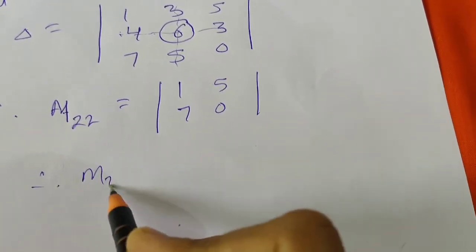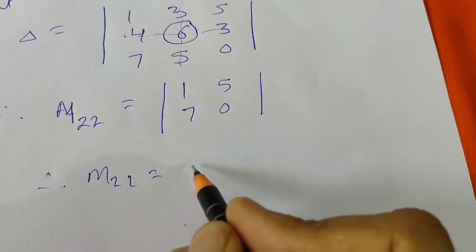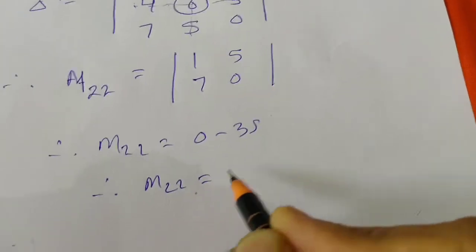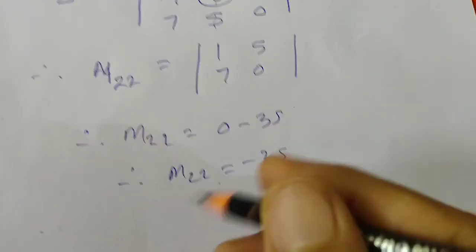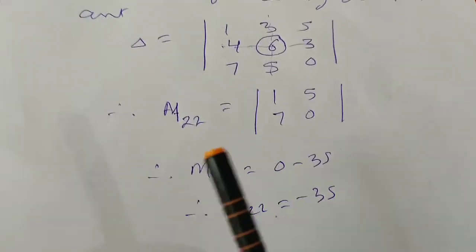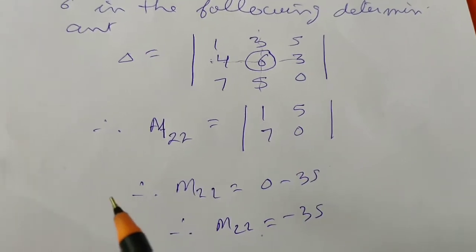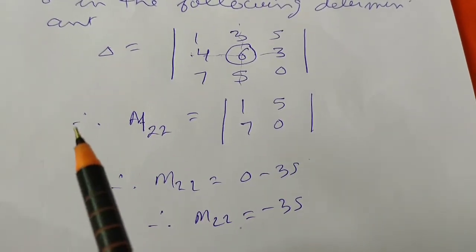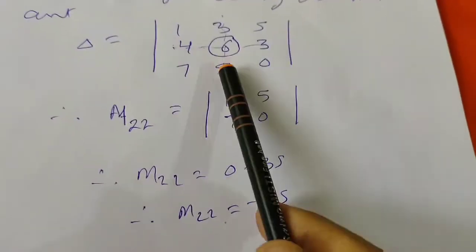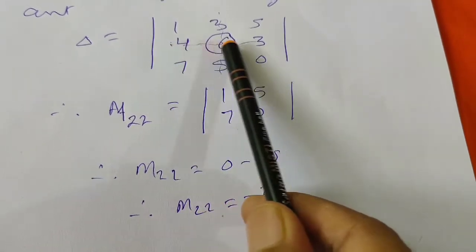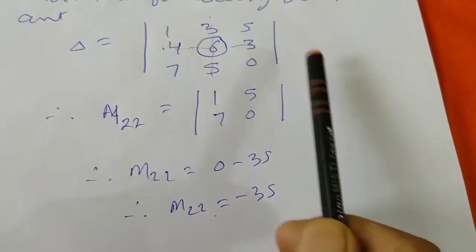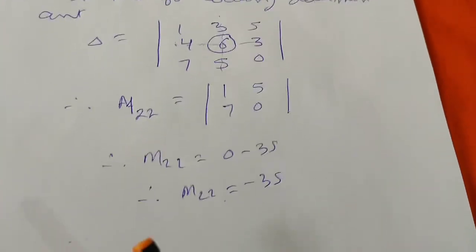Therefore, M22 equal to 1 into 0 minus 35, which is minus 35. So this is the minor of the element 6. We cancel out all the elements of the row and of the column in which that particular element lies. Here we have cancelled out all the elements of row 2 as well as all the elements of column 2, and the remaining determinant is our minor.